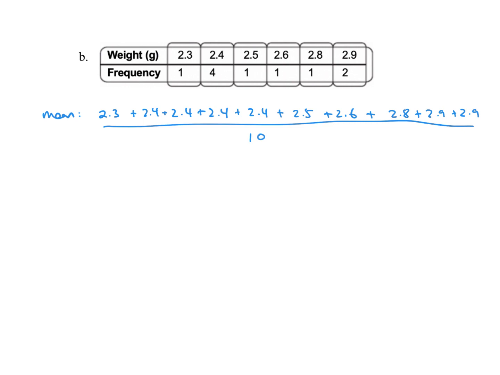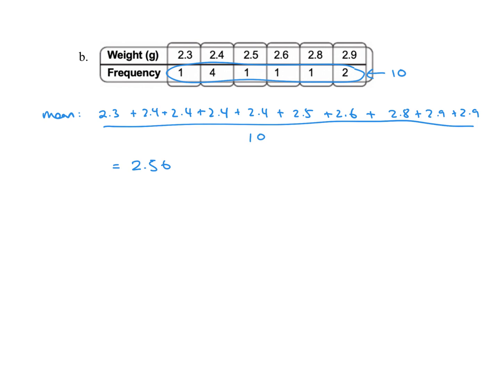And then the sum of these frequencies are the total number of data values, and that adds up to 10, meaning there are 10 data values. This gives us a mean of 2.56.